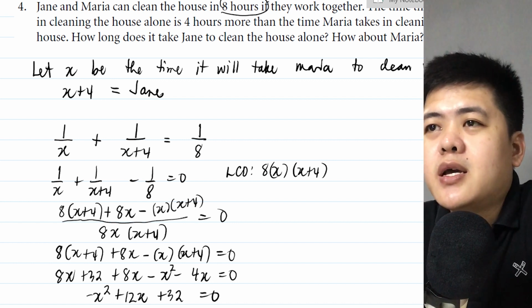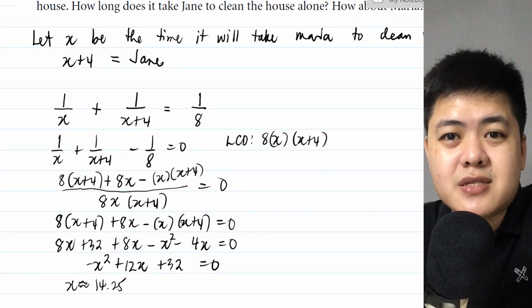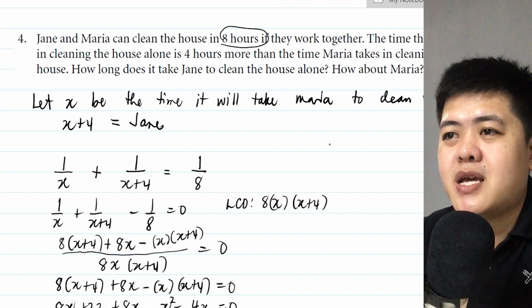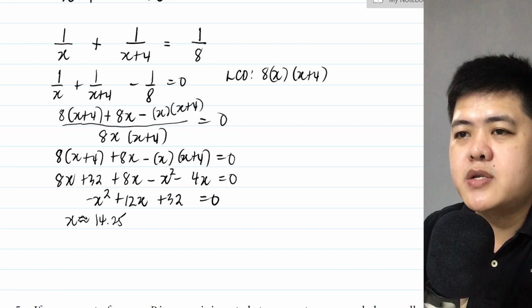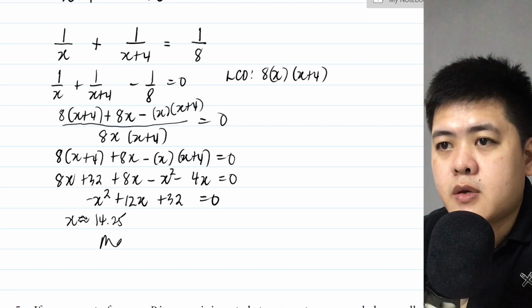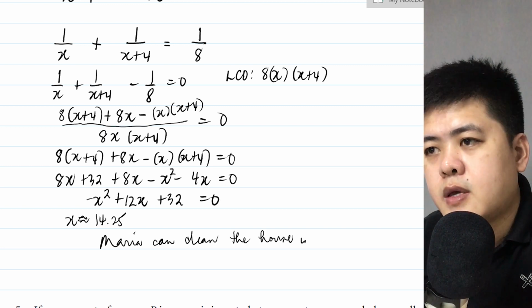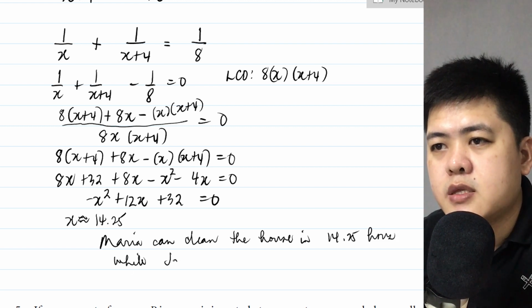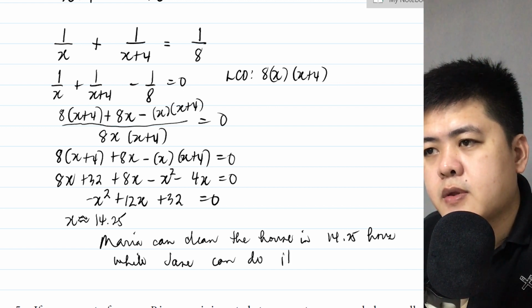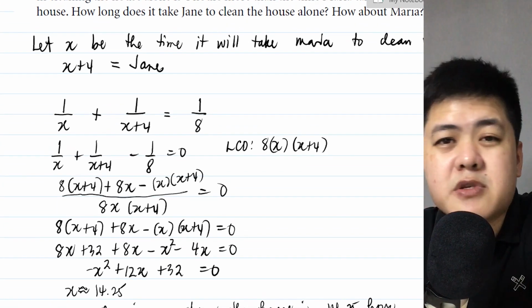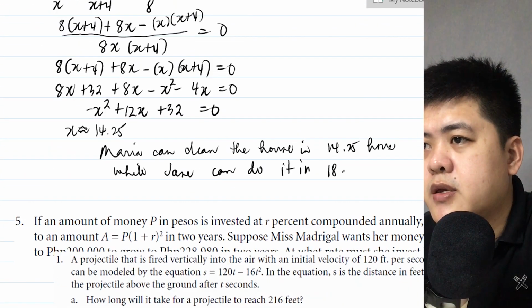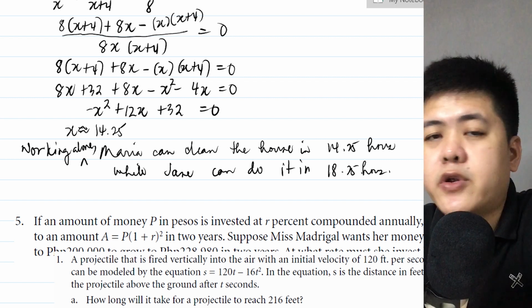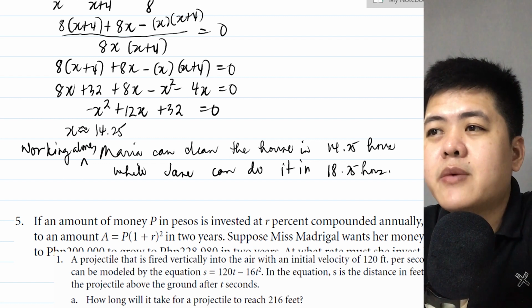That's how long Jane... 14.25, that's the time it will take Jane to clean the house. Oh wait, it's Maria. Okay, Maria can clean the house in 14.25 hours approximately, while Jane can do it in x plus 4. So, plus 4. That's 18.25 hours. Working alone, Maria can clean the house in 14.25 hours, while Jane can do it in 18.25 hours.